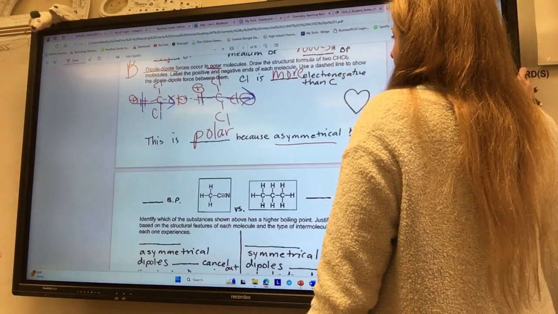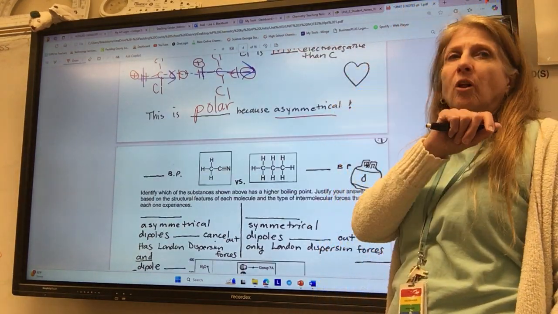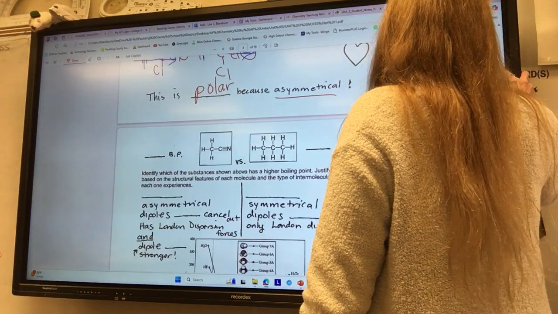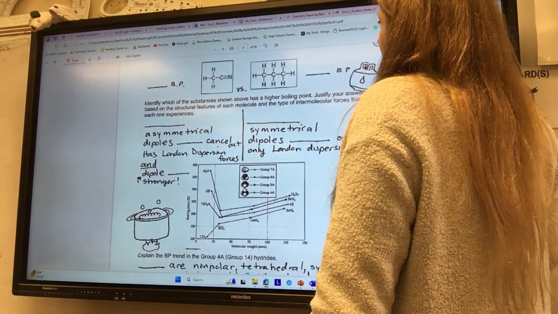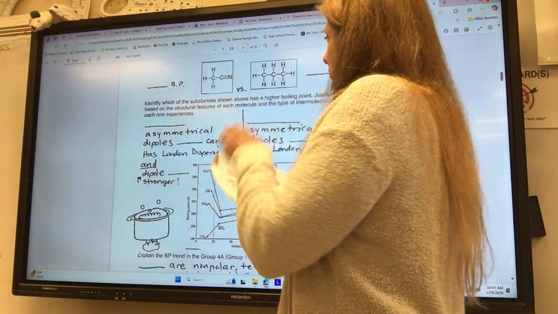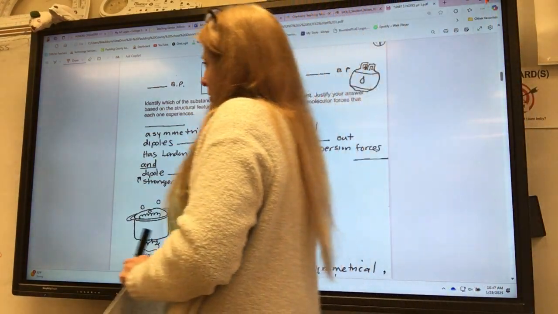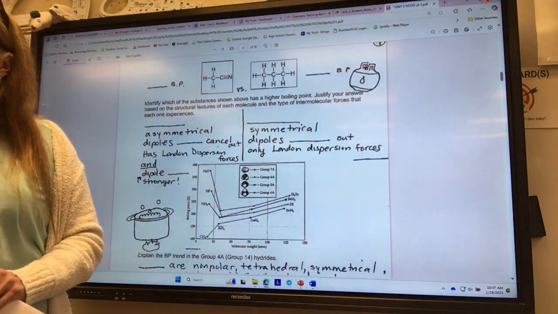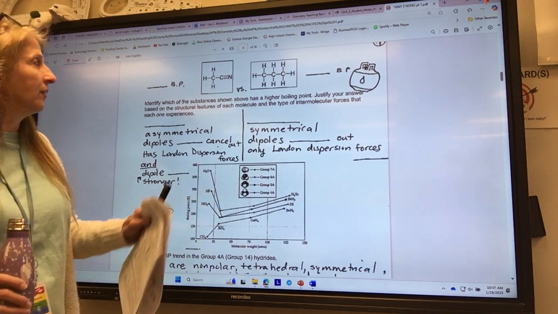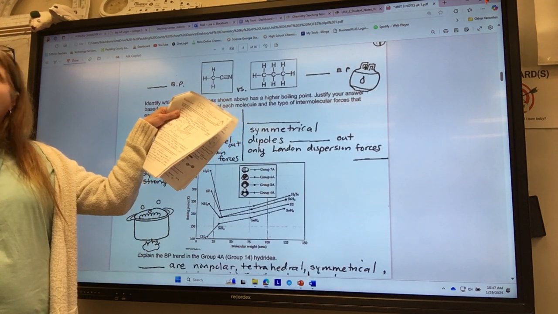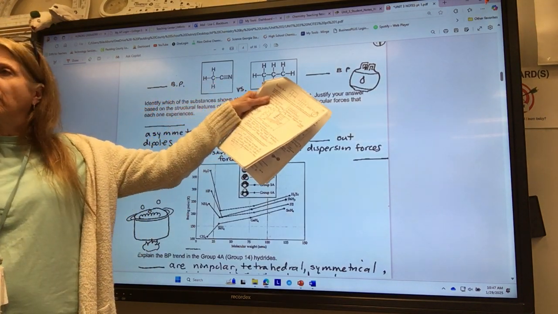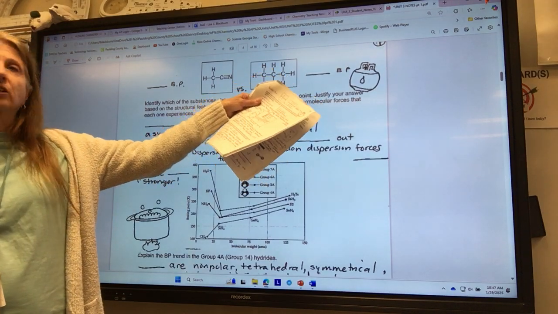Can I scroll all the way up? Okay, so let's look at these two. Which one's going to have the higher boiling point? Which one's polar? Is this one polar or non-polar? Is that one polar or non-polar? Non-polar, because why?